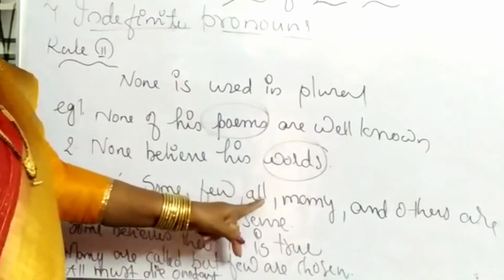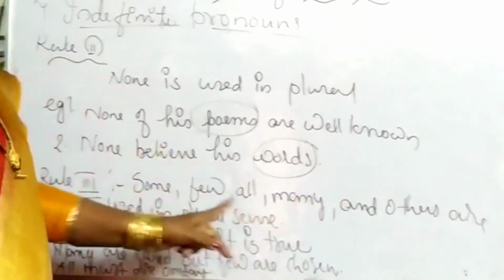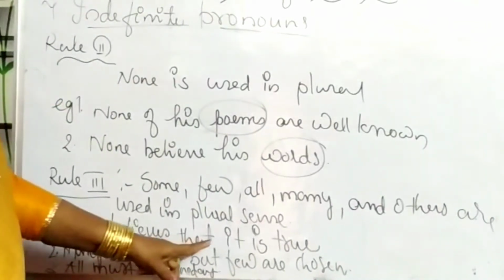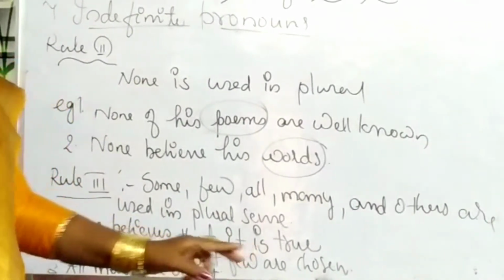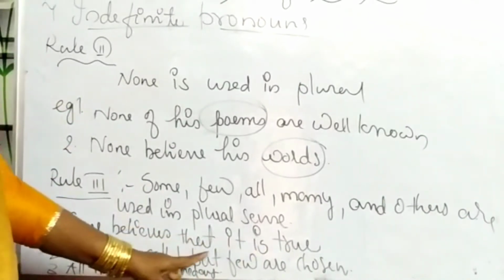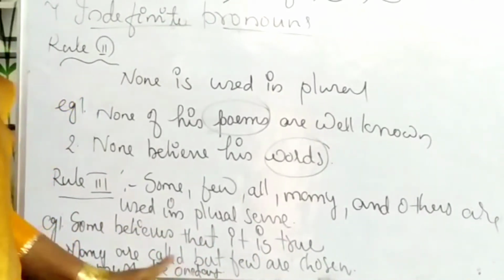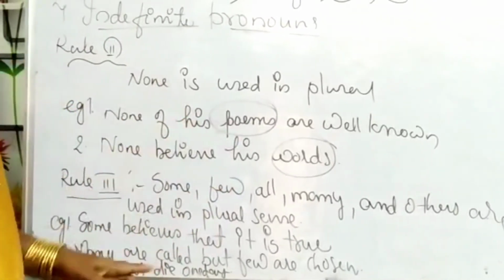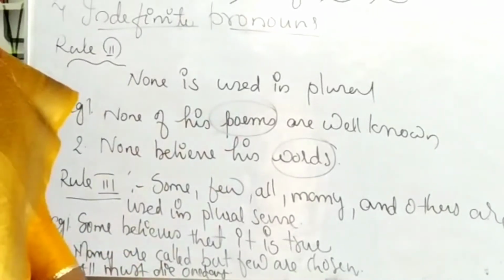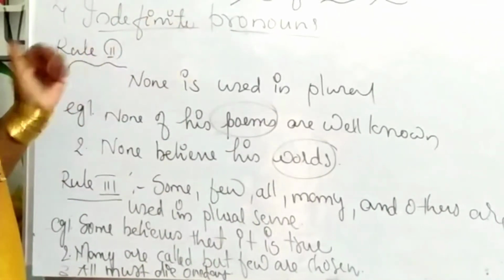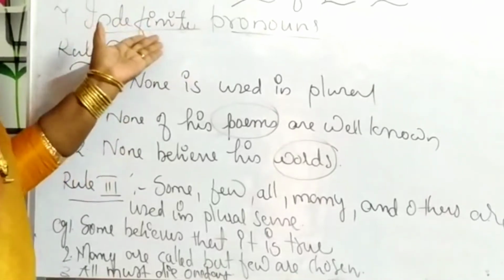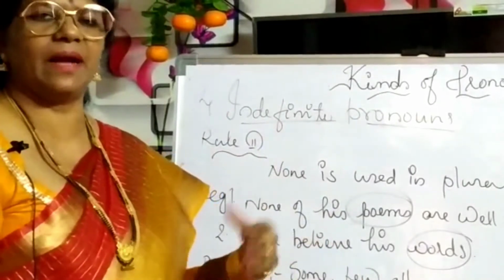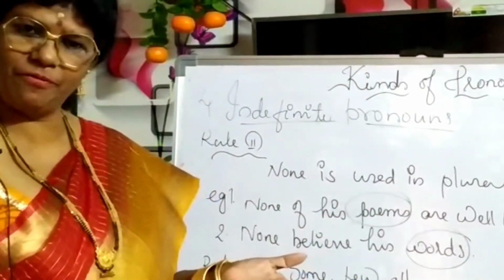Some, few, all, many and others are used in plural sense. Example, some believe that it is true. Many are called but few are chosen. Will we say "many is called"? No, many are called, because it is plural sense. All must die one day. Rule number 2 and rule number 3 are based on indefinite pronouns, and both describe plural sense. Are you all following me?